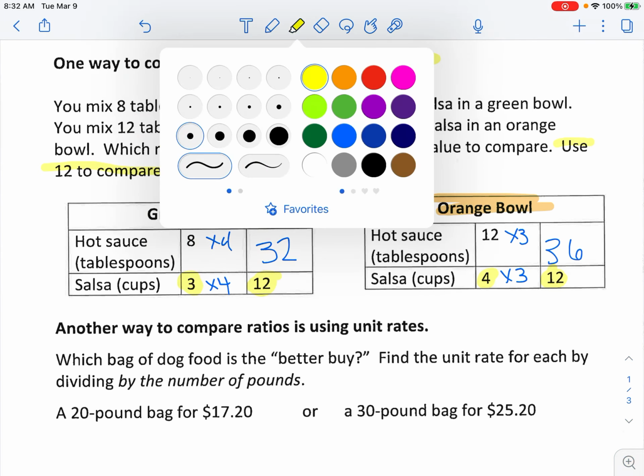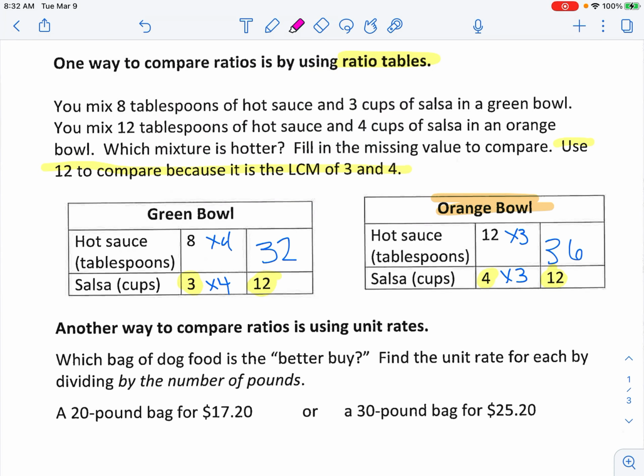Okay, so now what I'm going to compare is, in the green bowl, I have 12 cups of salsa, but 32 tablespoons of hot sauce. But in the orange bowl, I have the same amount of salsa. I've got 12 cups of salsa, but I have 36 tablespoons of hot sauce. So the orange bowl is going to be a hotter sauce because the proportion is different.